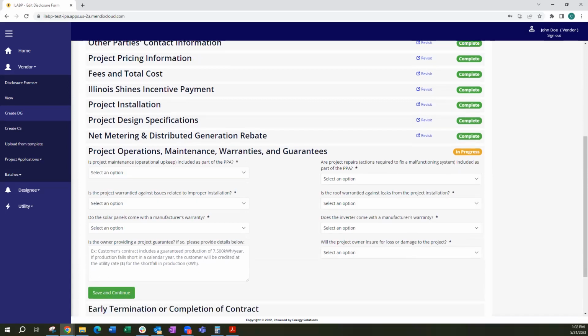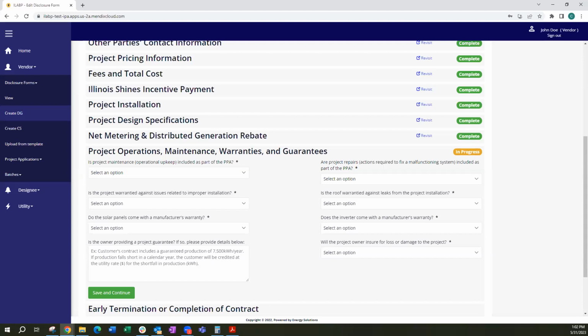Section 9, project operations, maintenance, warranties, and guarantees. This section covers disclosures to the potential customer about whether project maintenance is included and information about their warranties, including issues related to improper installation and manufacturer's warranty and insurance included for loss or damage to the project.